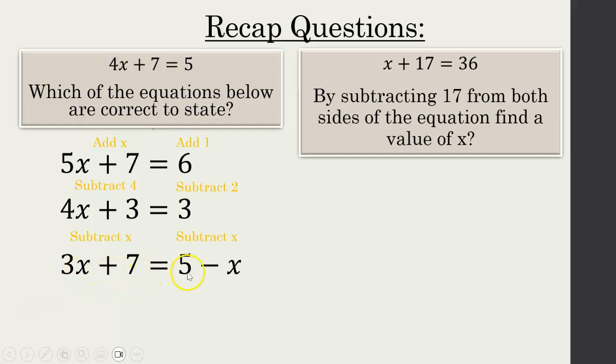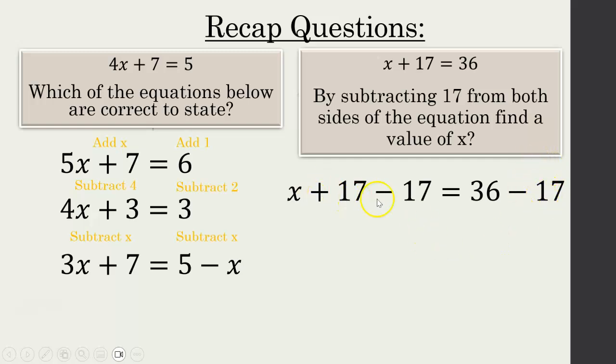3x plus 7 is equal to 5 minus x. I've subtracted x from this side, I've subtracted x from this side, so it's going to be the same. Okay, by subtracting 17 from both sides, I have x plus 17 minus 17 is equal to 36 minus 17. This is completely fine. Still balanced. Whatever I've done to the left-hand side, I've done to the right-hand side.